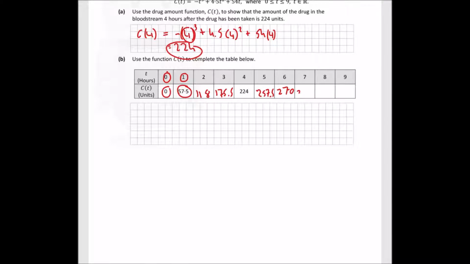7 into it, 255.5. 8 into it, 208. And 9 into it, 121.5. So if you notice, after we've taken the drug, the amount of the medicine or the drug that's in our bloodstream increases and then it decreases, and that makes sense. You take a tablet, it takes a while for it to kick in, and then it takes a while for it to, I suppose, get out of your system.